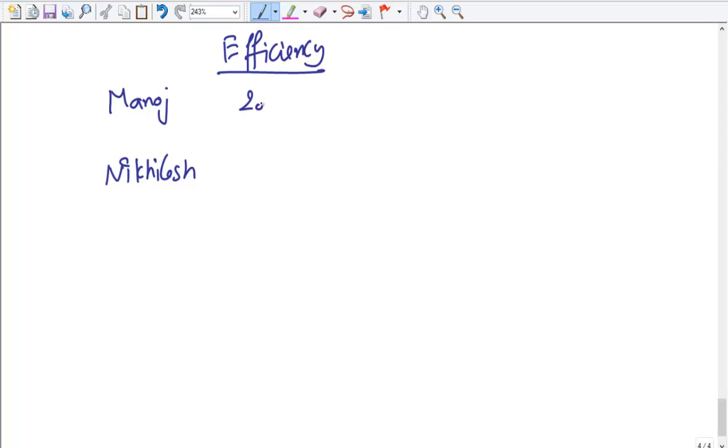There were 2 persons. One is Niklesh. So the first one is Manoj. So let me write in the same order. Manoj, and then the second one is Niklesh. Now we have efficiency twice, that is 2 units, and this is just 1 unit.